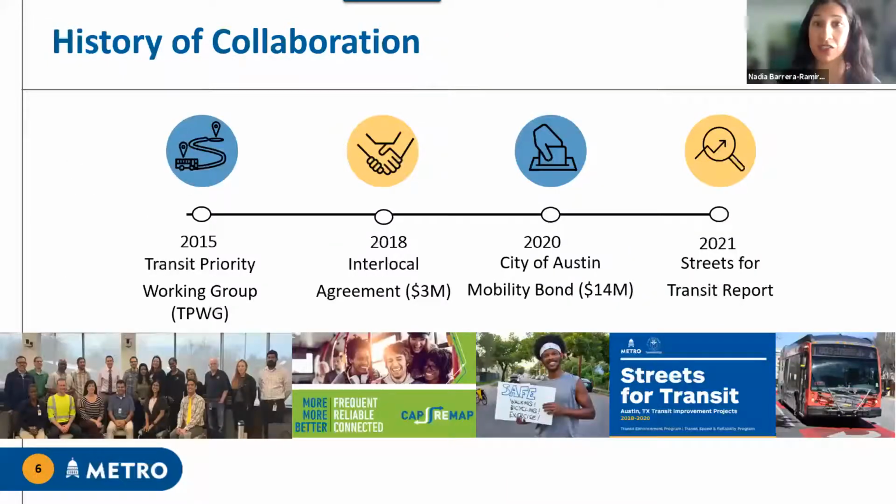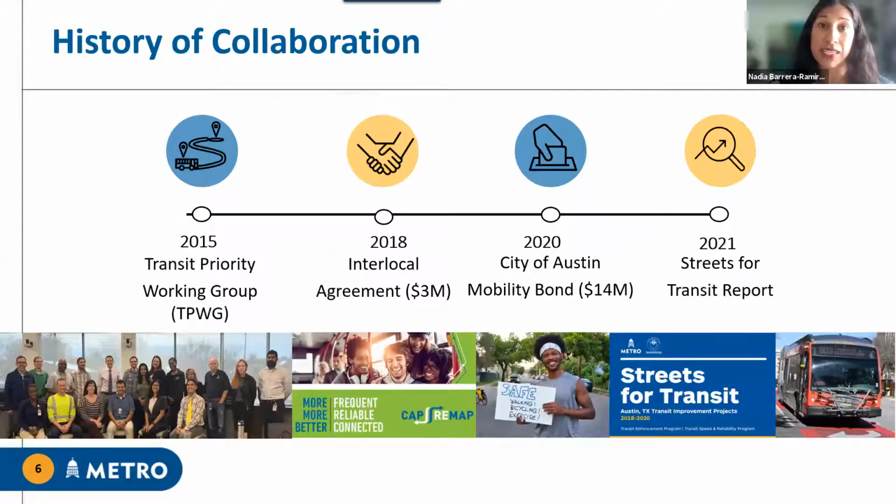So just a little bit of history. Back in 2015, the Transit Priority Working Group was created. And you can see a photo here on the left-hand side of folks from the Austin Transportation Department, as well as CapMetro. So staff, engineering and design, planners, and staff members from CapMetro and from the Transportation Department work together bi-monthly to carve out ways to prioritize transit and other modes throughout the network.